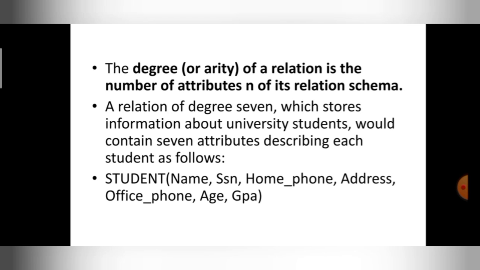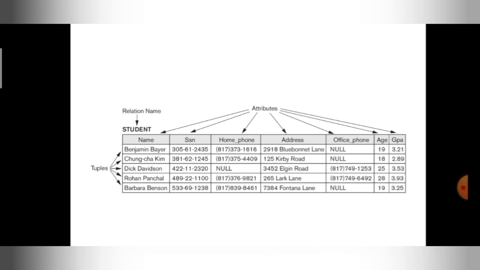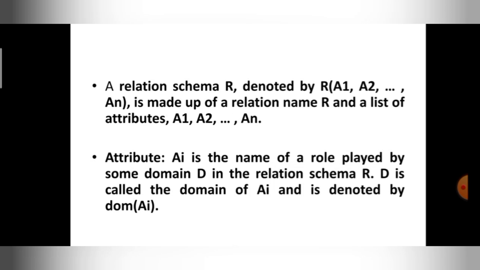Next, what is the degree of a relation? This is very important. The number of attributes in a relation is the degree of the relation. For example, in this table, how many attributes are there? 7 attributes are there. So what is the degree of this student relation? 7. So degree is nothing but the number of attributes in the particular relation. Getting, guys?